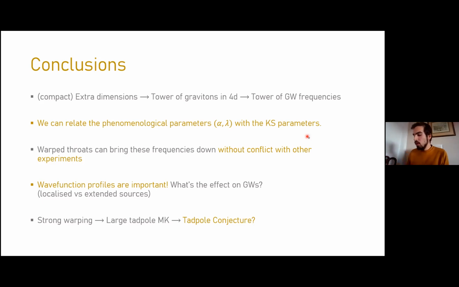Something that will be very important is to explore the effects of the wave function profiles on the gravitational waves, which brings us back to the discussion on localized versus extended sources. And we should also not forget the relation between the strong warping and the large tadpole contribution, MK, which leads directly to the tadpole conjecture and to the question of whether this is consistent, or whether we cannot use warping like this. So this is all from me.